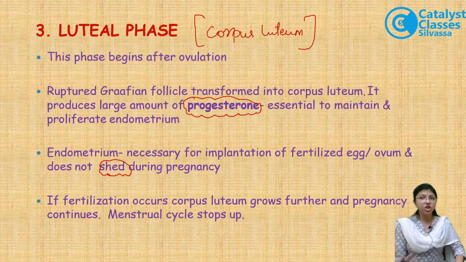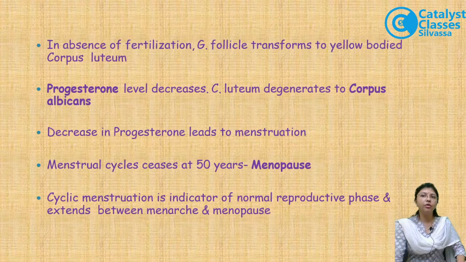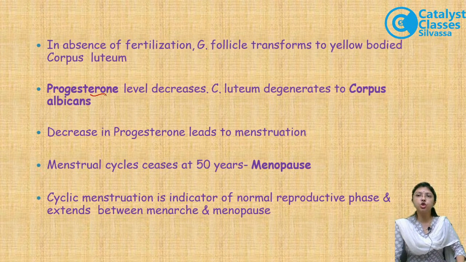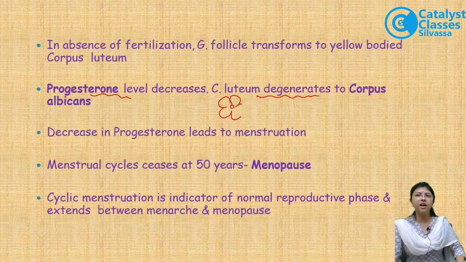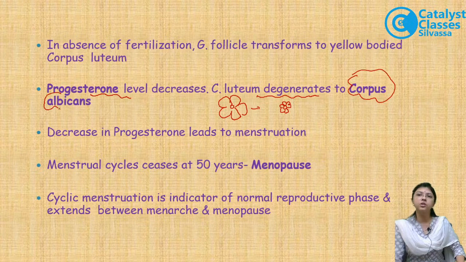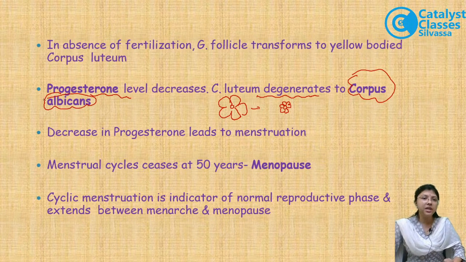Okay, and once the shedding of the endometrial lining takes place, the next cycle in the female is going to start. Okay? Yes, here as you see, progesterone level decreases when the corpus luteum degenerates. I said the original structure of the corpus luteum looks like a big flower-like structure. When its degeneration starts and it becomes very small, then this degenerating structure of corpus luteum is called corpus albicans. What do you call it? Corpus albicans.